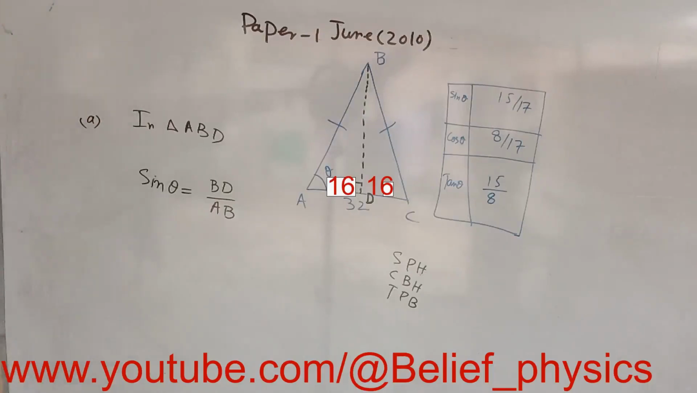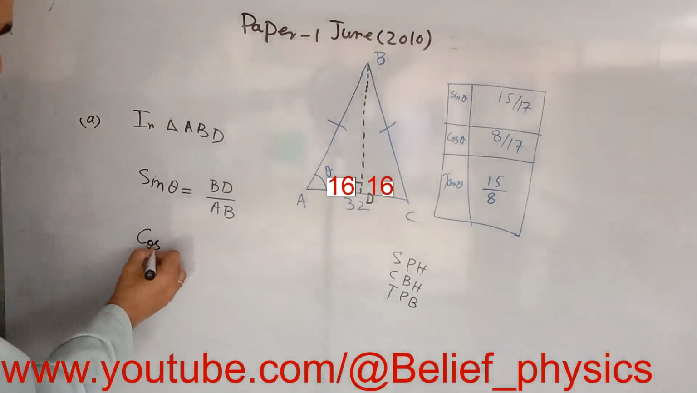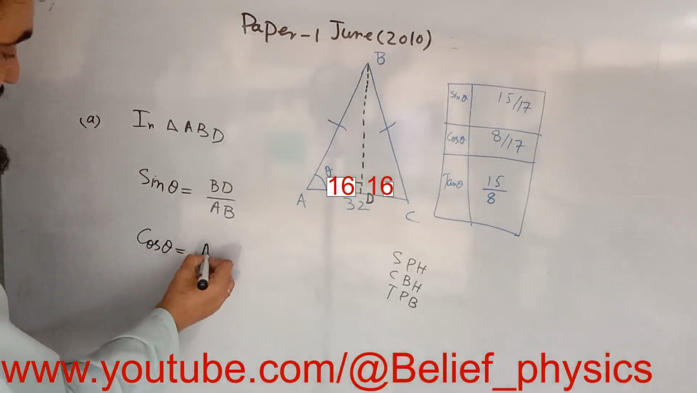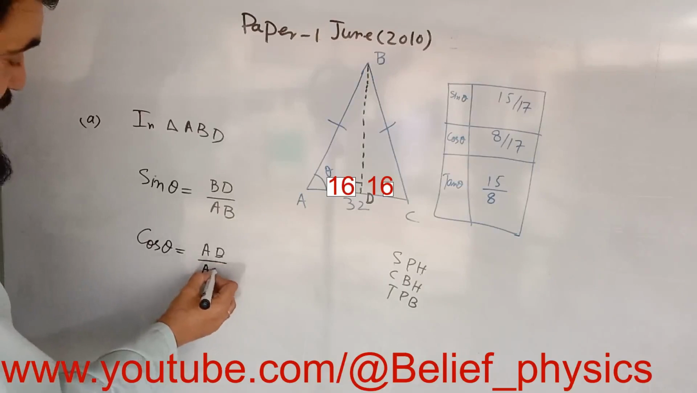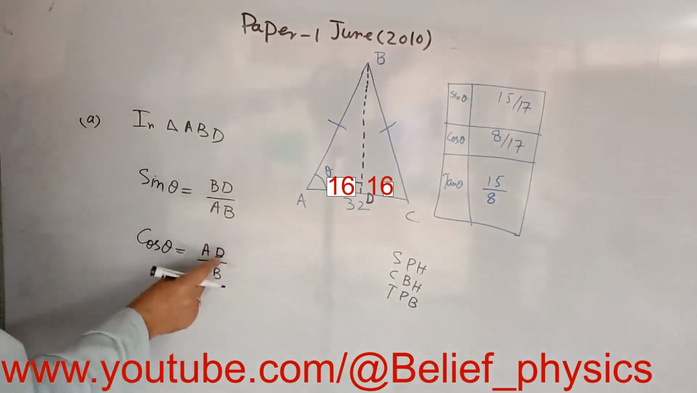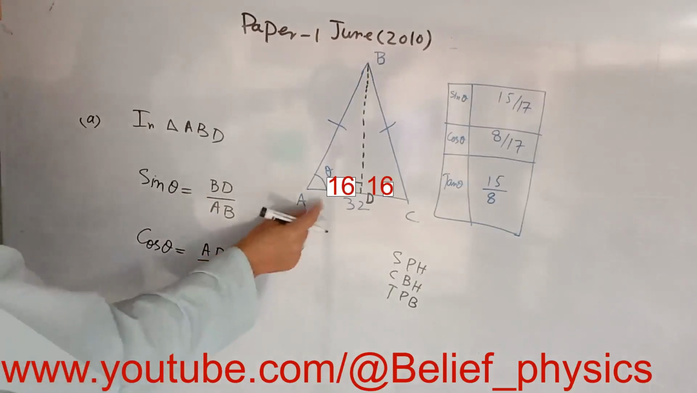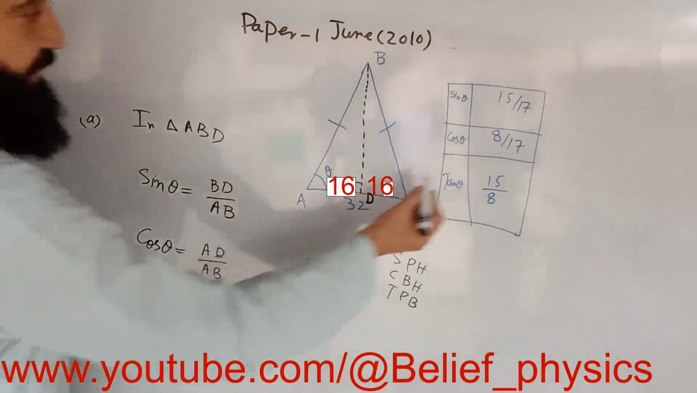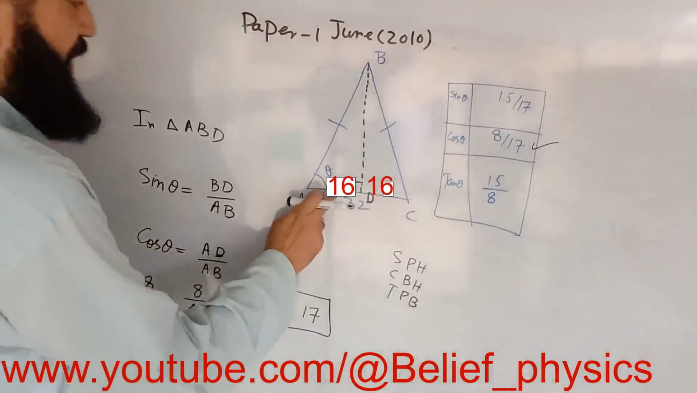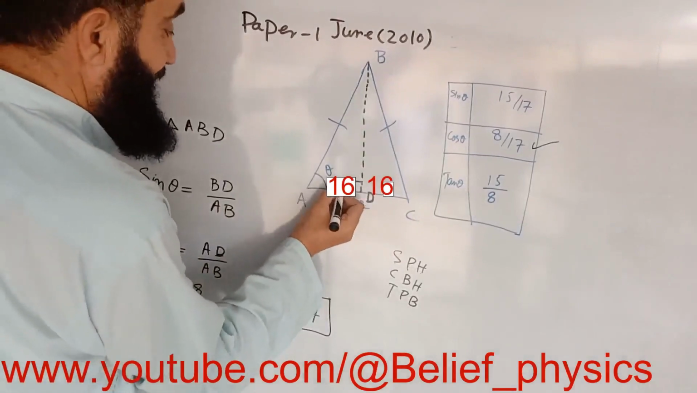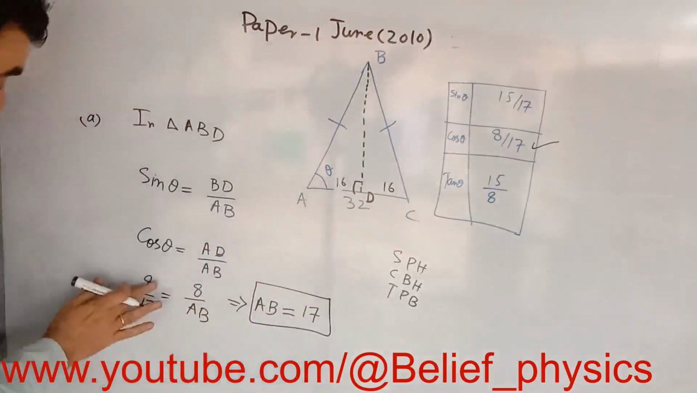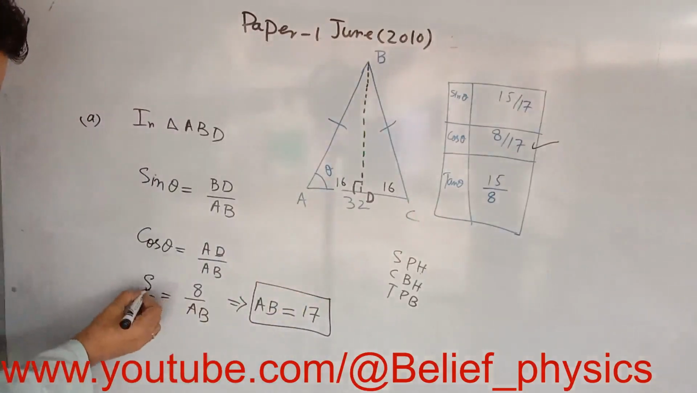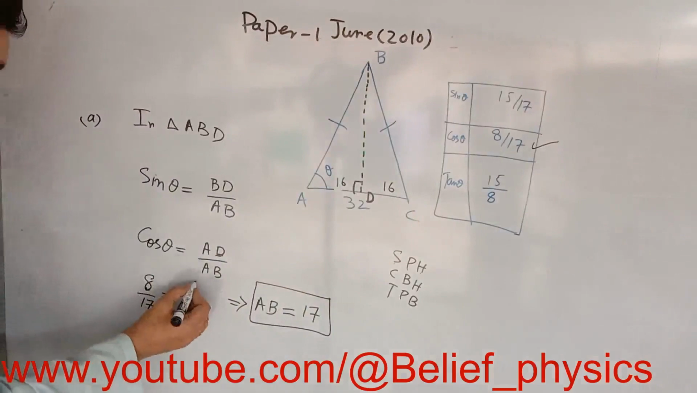Similarly, cos theta here will be equal to AD, base, over hypotenuse AB. These both are unknown. Here AD is known. AD is 8. So we use this. Cos theta is, sorry, this is 32. So half of this will be 16, not 8. Sorry. This is 16. So this will be 8 over 17, and AD is given as 16.